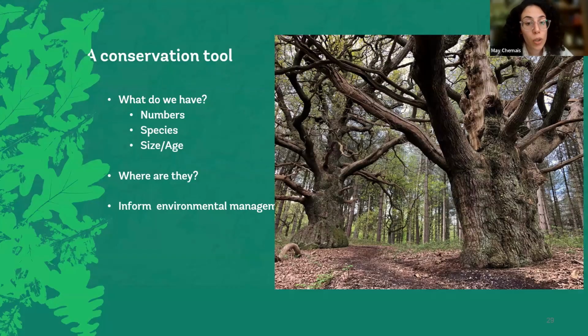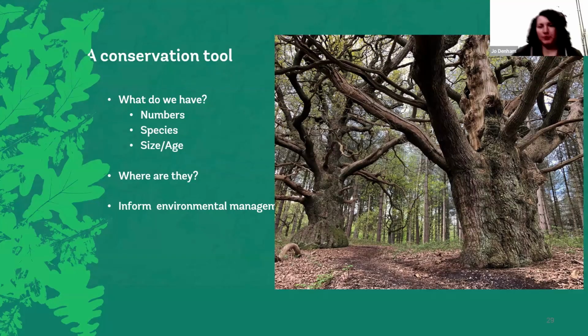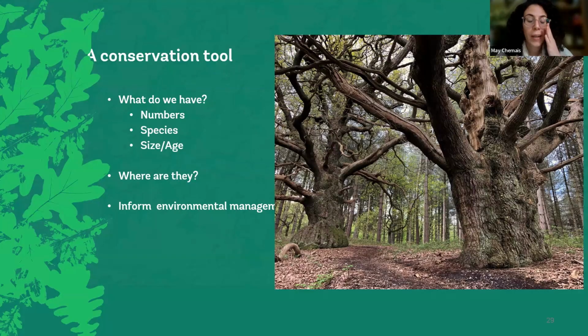For example, if we record a tree in 2006 and then it gets felled by a storm or something, we'd like to know the rate of loss of some of these trees. So that's important, and it helps to inform environmental management as well.